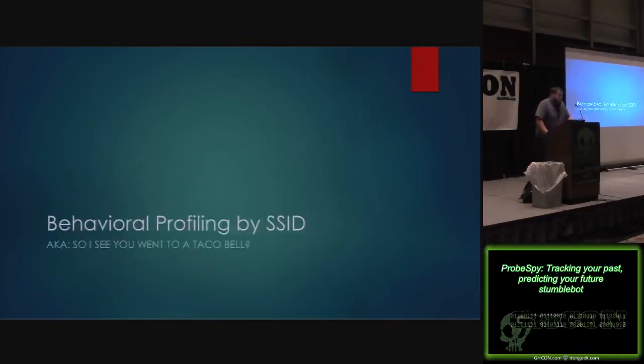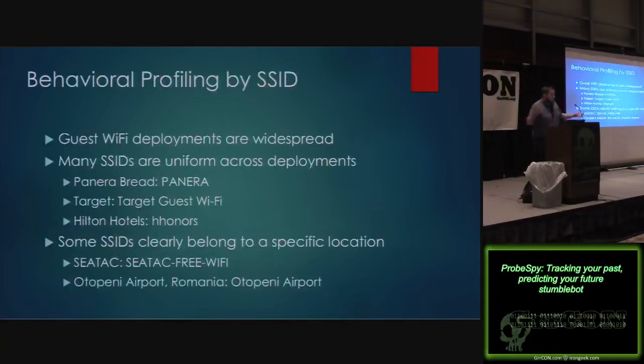So that essentially brings us into what I call behavioral profiling by SSID, which is just another way of saying that I can see that someone went to a Taco Bell because their device is attempting to connect to Taco Bell's guest Wi-Fi SSID. This is basically operating on the premise that guest Wi-Fi deployments are everywhere and lots of people use them when they visit those establishments, and that those access points are giving away relatively obvious information about wherever it is they are.